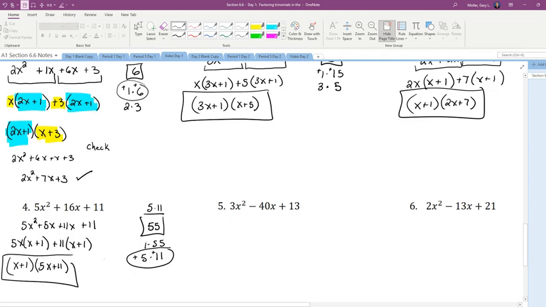So this time, notice I didn't draw my lines underneath it just because I've got this down. So I just had to visualize what I was doing. Certainly you can do that too when you are ready.